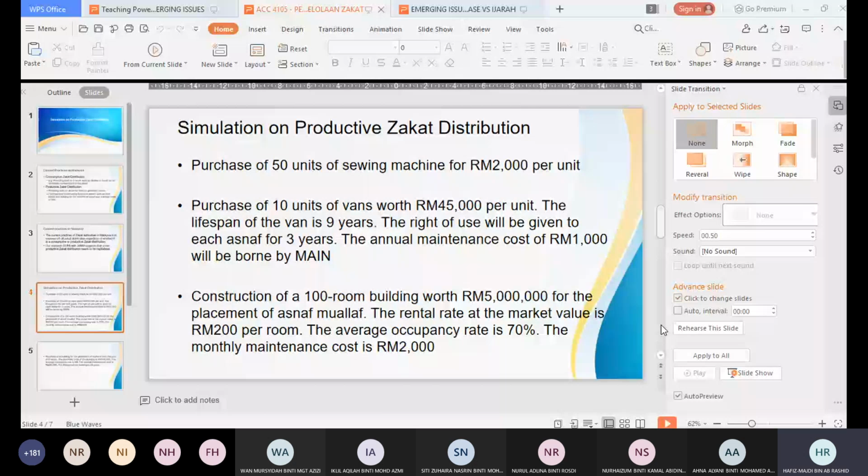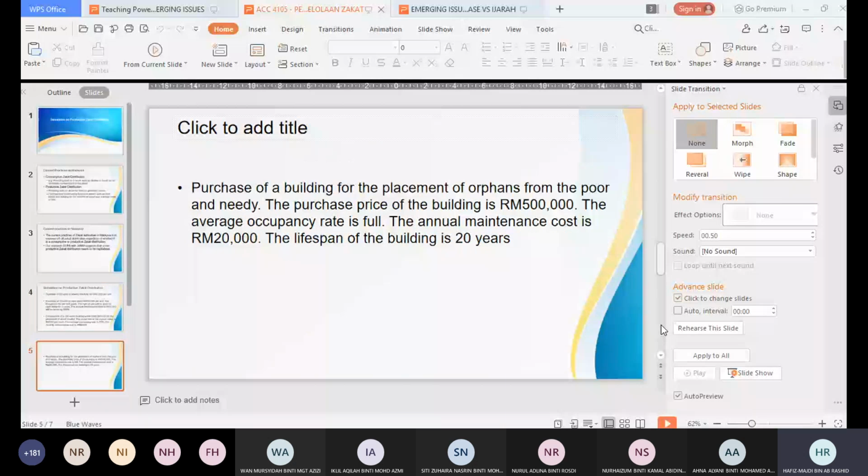Last but not least, for example, you might also purchase a building using zakat money for orphans, orphans from poor and needy families. So you buy it at 500,000. Of course, this needs to appear as an asset in the balance sheet of the State Islamic Religious Council. So what we have proposed is, in addition to the normal financial statements like the balance sheet, income and expenditure or cash flow statement, they should have this kind of statement.